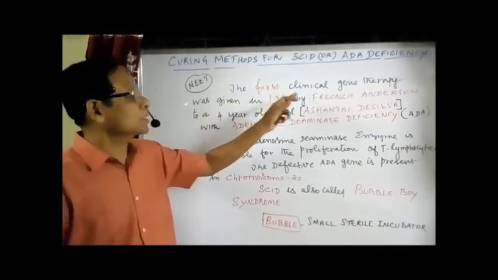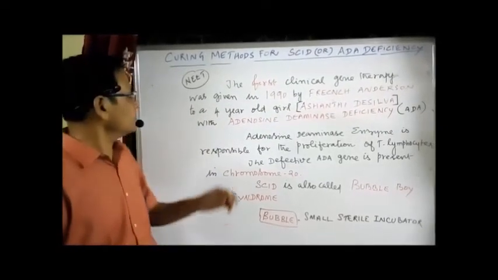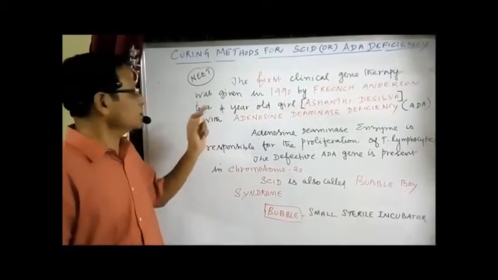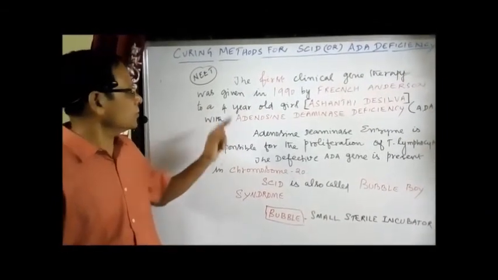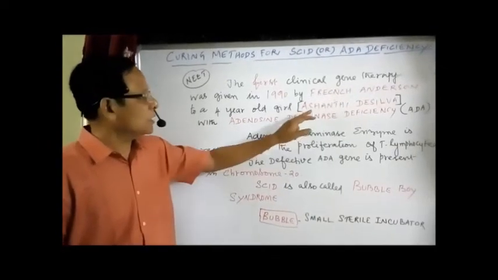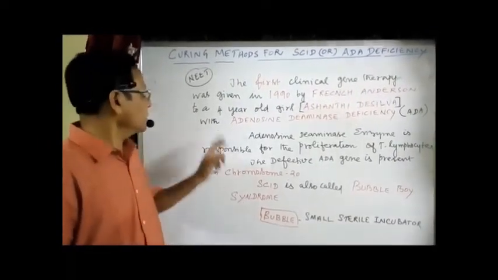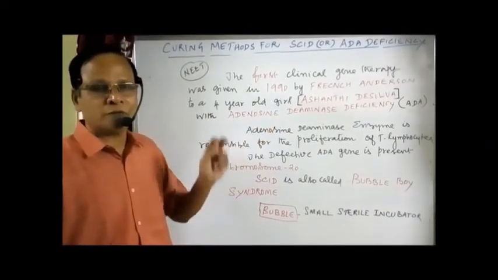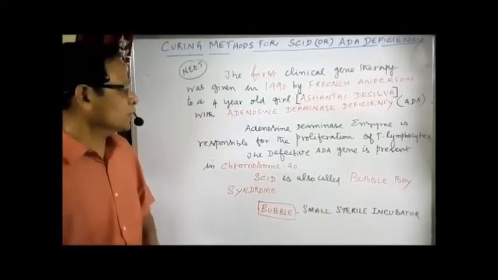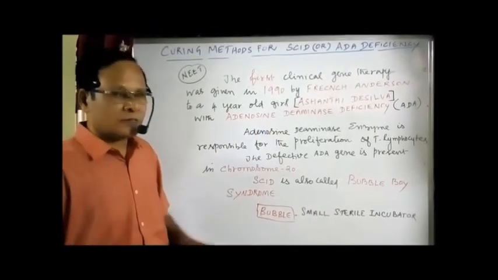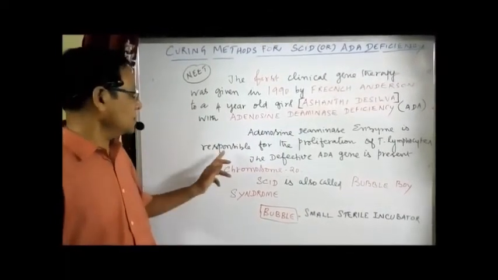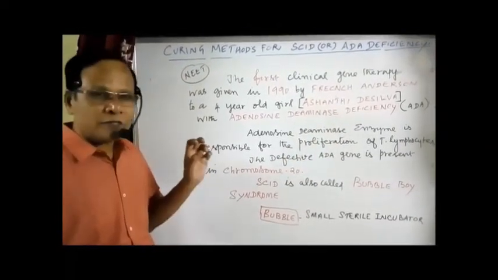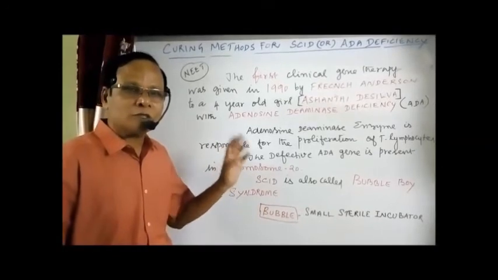The first clinical gene therapy was given in 1990 by French Anderson for this disease, SCID, to a 4-year-old girl called Ashanti de Silva with adenosine deaminase deficiency. It's also called severe combined immunodeficiency. The adenosine deaminase enzyme, whose function I mentioned already, is responsible for the proliferation of T lymphocytes. The defective ADA gene is present on chromosome number 20.